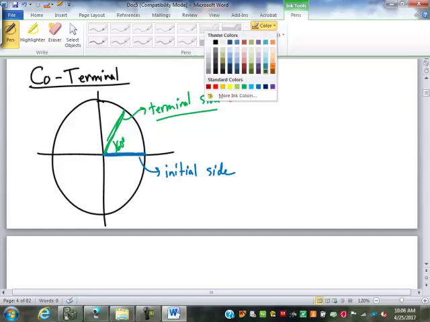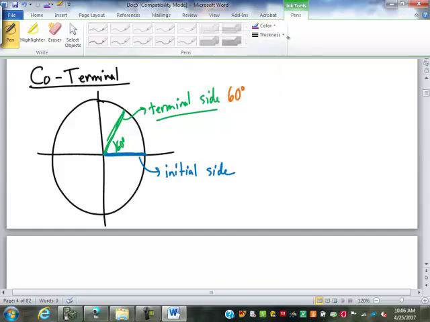The problem is it's not just a 60-degree angle. There are other angles that would have that same terminal side. Because it's a circle, I could wrap around once and back to there. How many degrees would that be?